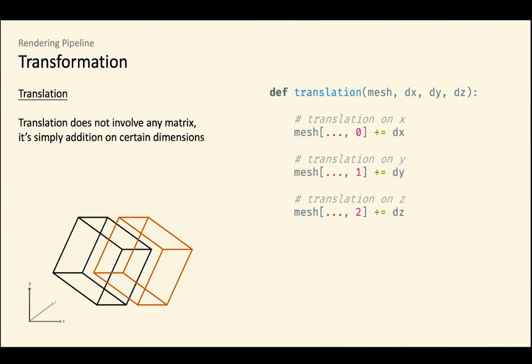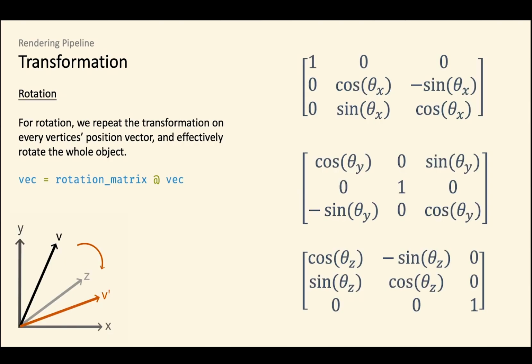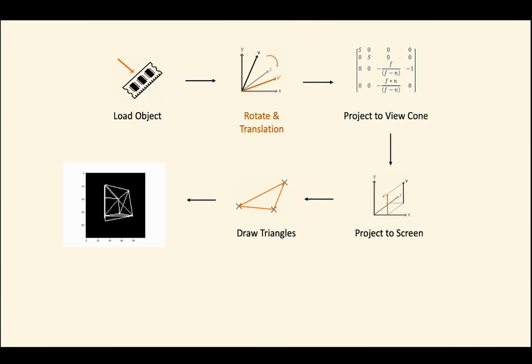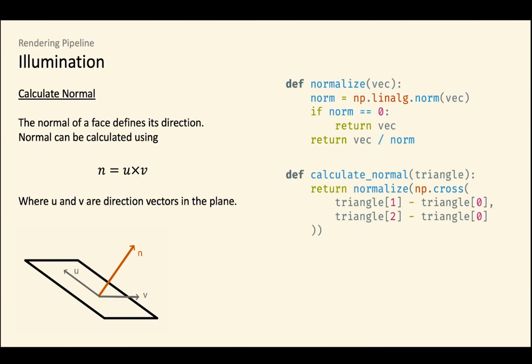Now we talk about functions that transform the mesh. The first one is translation and can be done by NumPy addition. For rotation, we use 3 rotation matrices to rotate the object on 3 axes. We can also use an enlarge matrix to resize the object, but again, we can use NumPy to accomplish this in one line. So we zoom out, which is translation on the z-axis, the object a little bit and rotate it on the x and y-axis. This looks great.